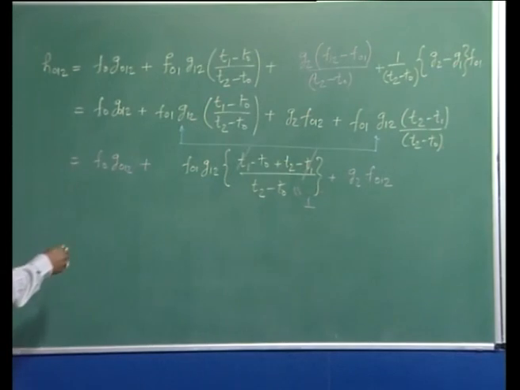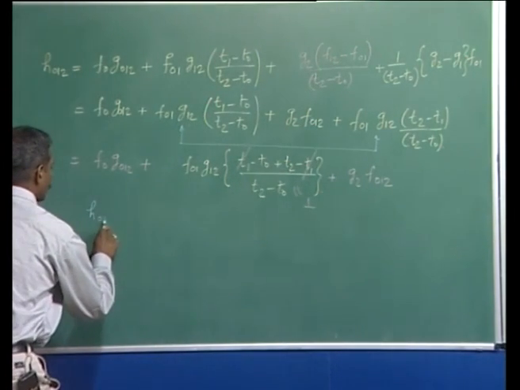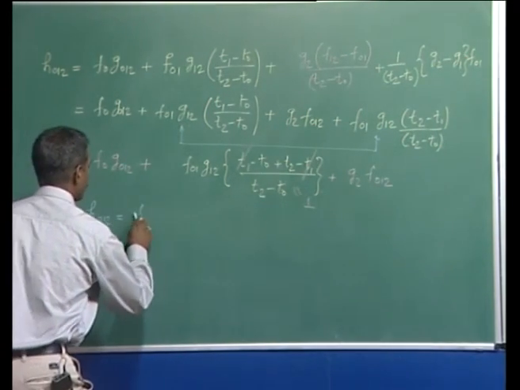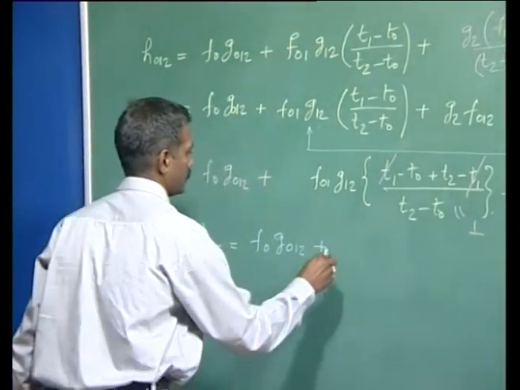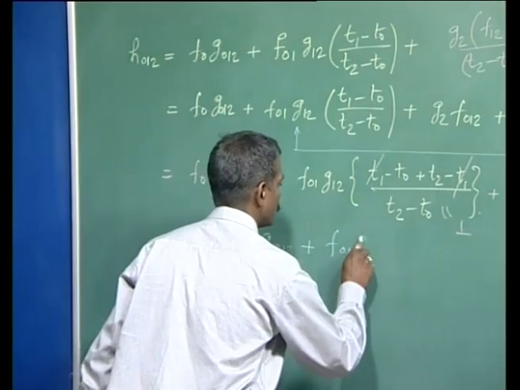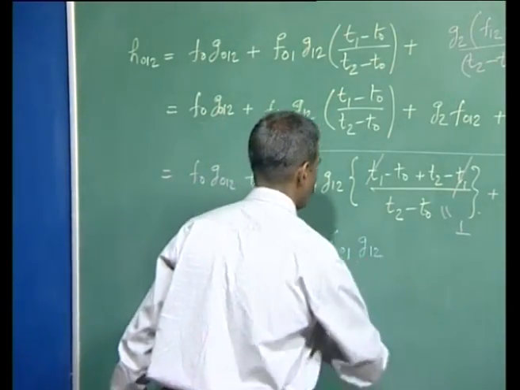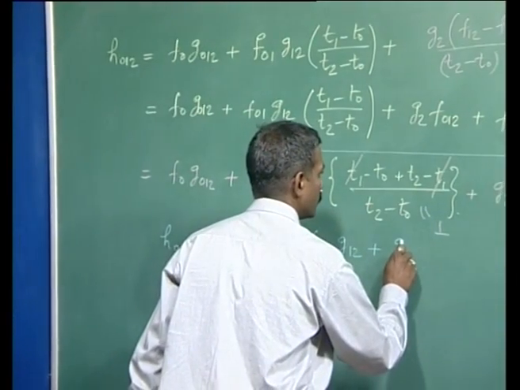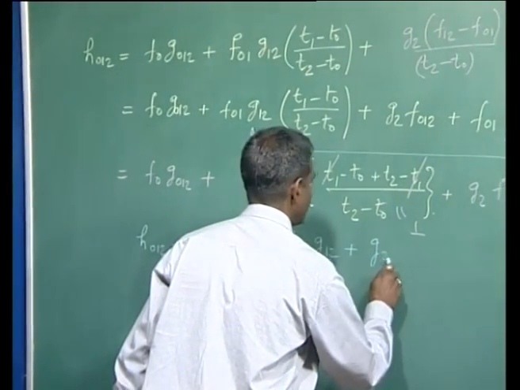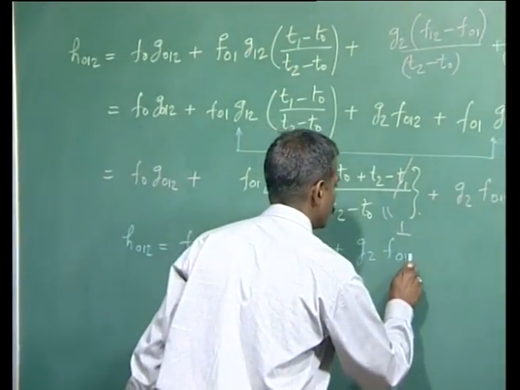So finally, H012 equals F0 G012 plus F01 G12 times 1 plus G2 F012.